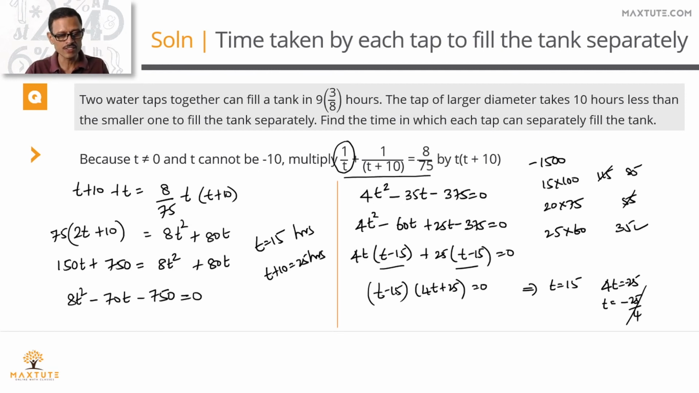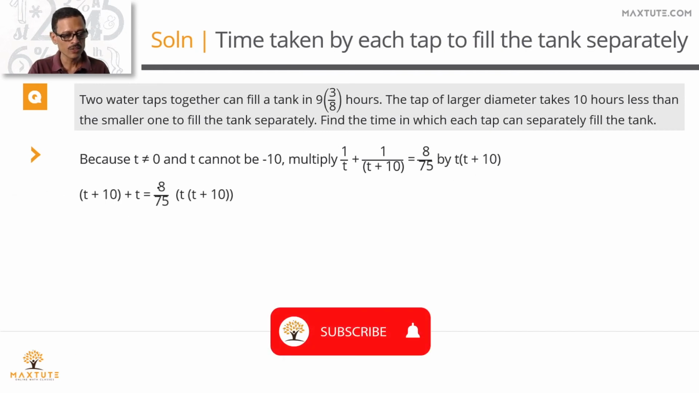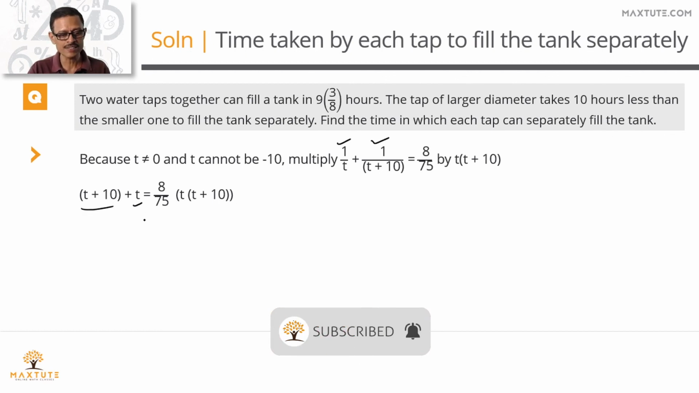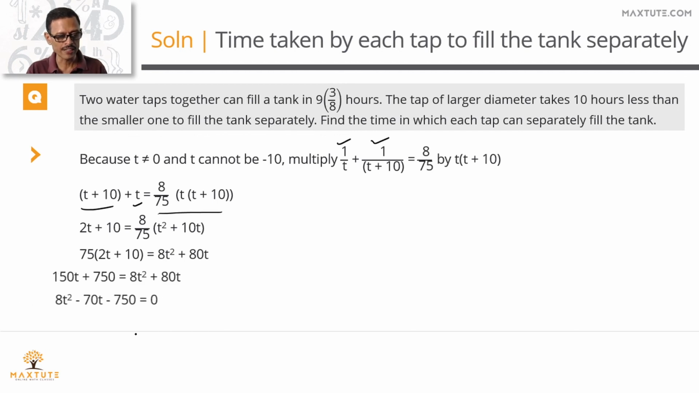Quickly summarize this bit of the calculation and factorization in a printed form. Multiplying both sides by t into t plus 10. So this term is going to be a t plus 10. The second term is going to be a t. The right hand side term is going to be this entire thing. Expand this, we'll get 2t plus 10 and 8 by 75 into t square plus 10t. Cross multiply, solve for it, we'll get a quadratic equation 8t square minus 70t minus 750 equals 0.